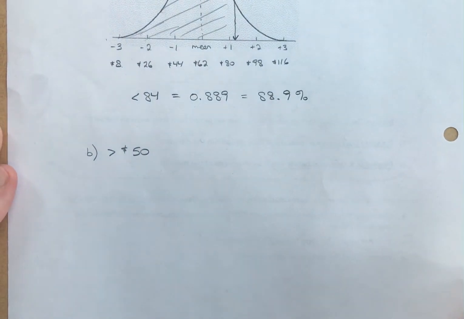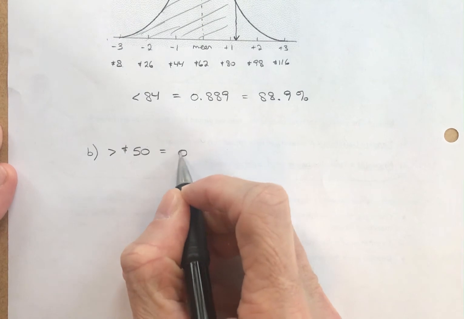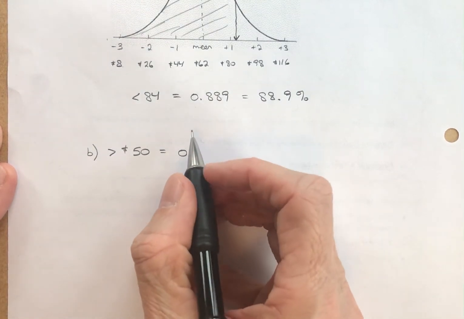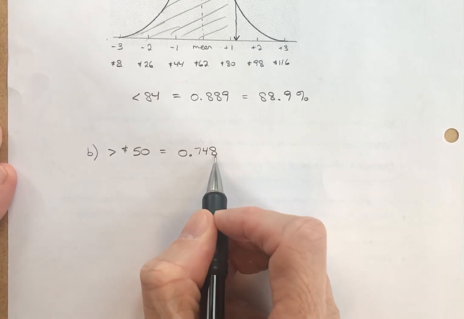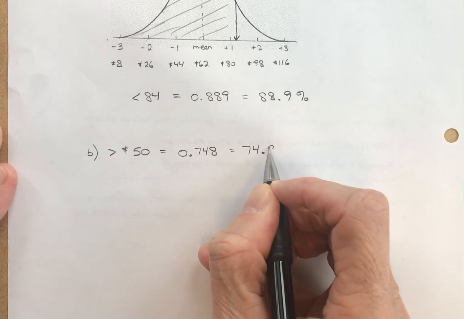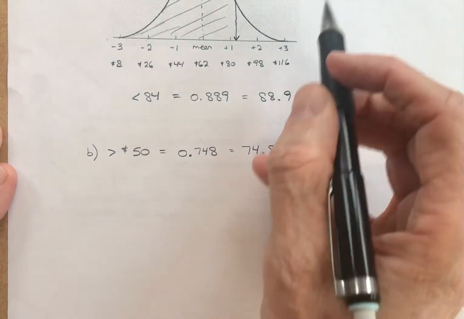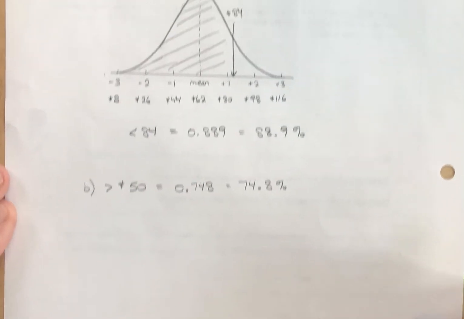Okay, so back to here. Above $50, Desmos gave us the decimal of 0.748. Again, I rounded to the thousandths. And so this will say that 74.8% of the plans have charges that are greater than 50.